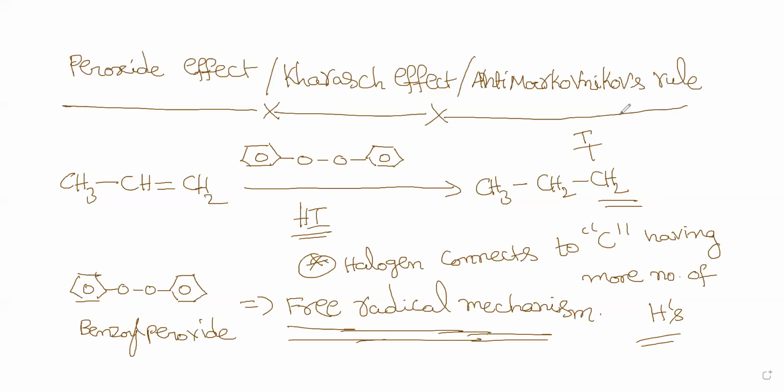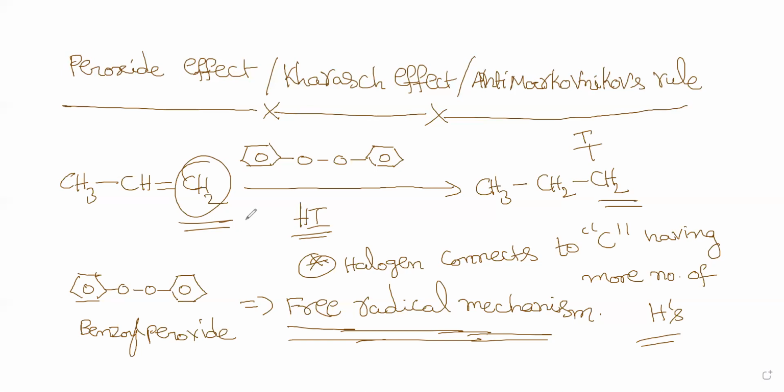As per Markovnikov's rule, the negative part of the reagent will add to the carbon bearing less number of hydrogens. In the earlier case, the halogen connected to the carbon having less number of hydrogens. In this case, the halogen has connected to the carbon having more number of hydrogens. That is the Kharasch effect, also called the peroxide effect. So in the presence of peroxides, it will behave in the reverse way. That's what we have to keep in mind. That's called anti-Markovnikov's rule.